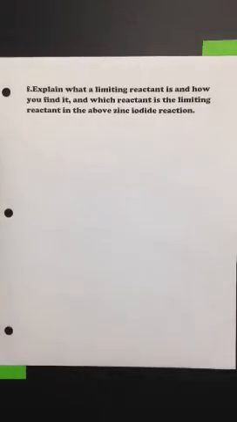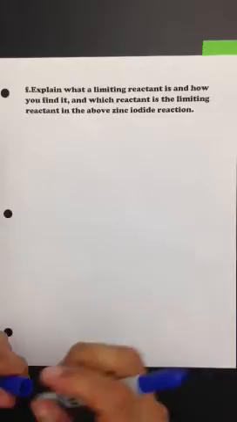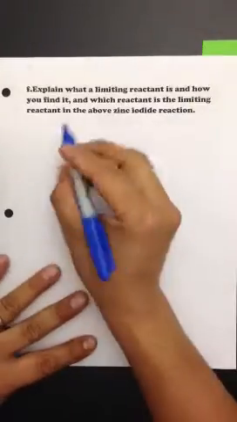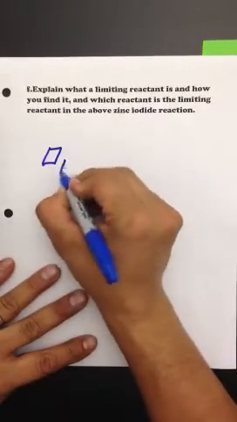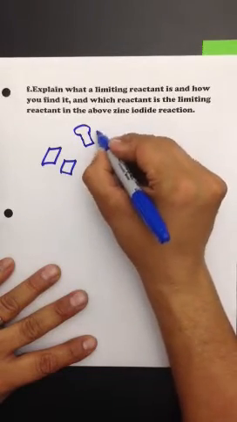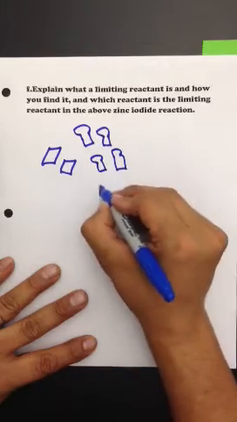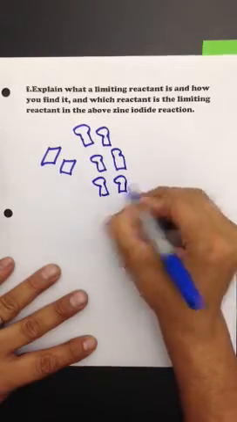All right. Most of you did a great job of explaining what a limiting reactant is. It's the cheese. It's the reactant that runs out first. So I have 2 slices of cheese and 6 slices of bread. Okay.